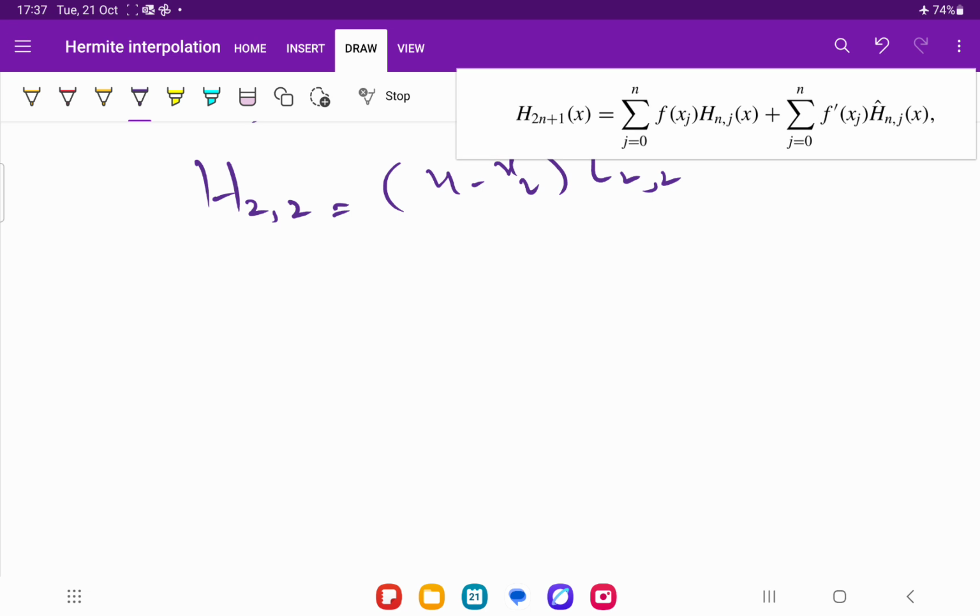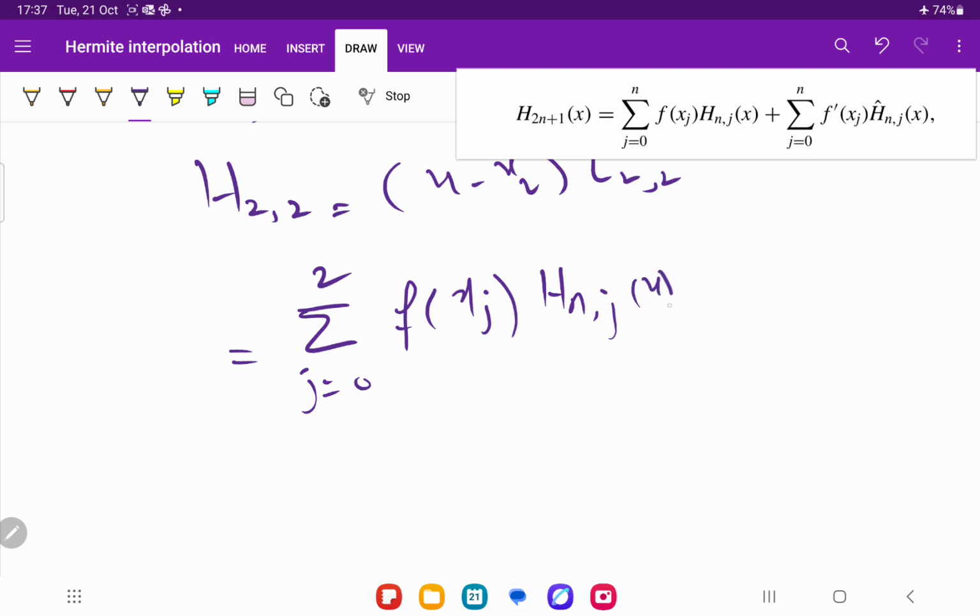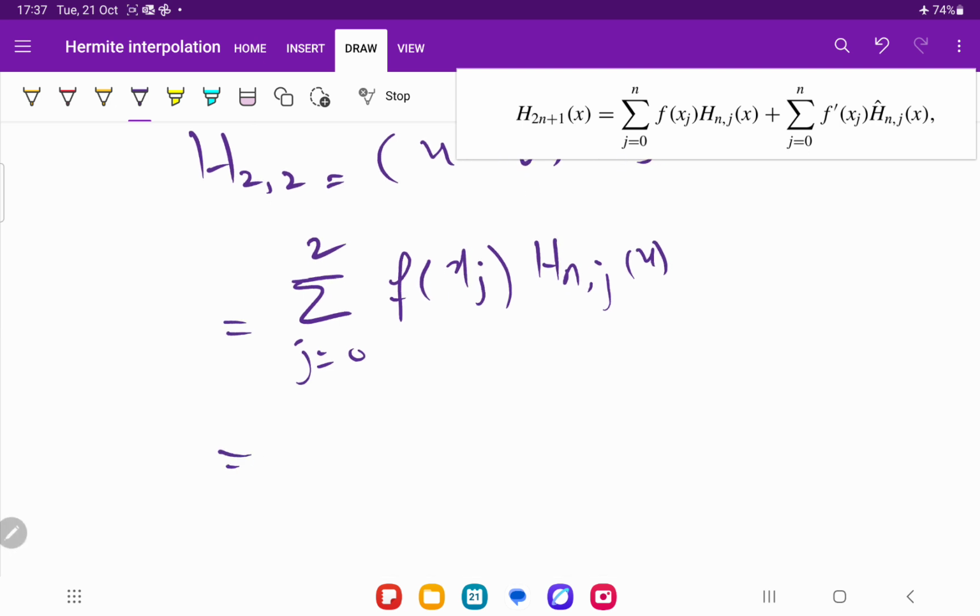So let me tell you the expansion of this formula. For example, we have summation j is equal to 0 to 2, f of x, j h n j of x. So I'll be opening the first part of this formula. I'm just opening the first part. You will understand the second one as well, because the second one also has the summation.